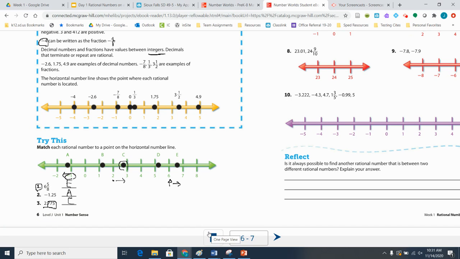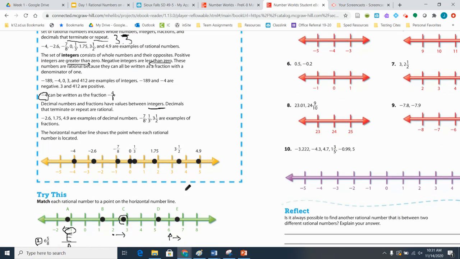All right, let me see if I can move this page. How do I get rid of my writing?